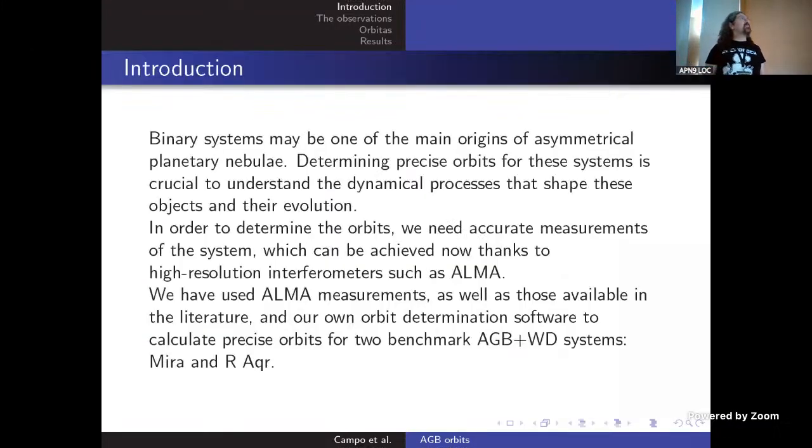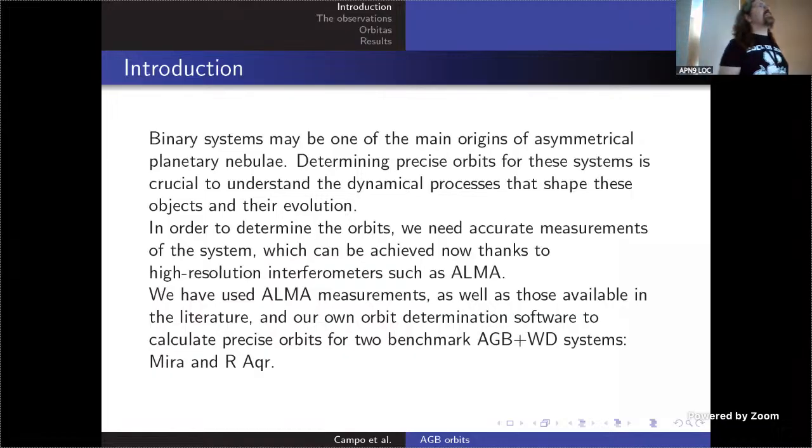For the introduction, I don't need to remind you that binary stars are one of the main origins of these asymmetric planetary nebulae. So it's very important to calculate their orbits in order to understand their dynamical evolution and the shapes that these planetary nebulae may achieve. But to determine these orbits, we need accurate measurements. And in order to get these accurate measurements, we need to use high-resolution techniques, like, for example, interferometers such as ALMA.